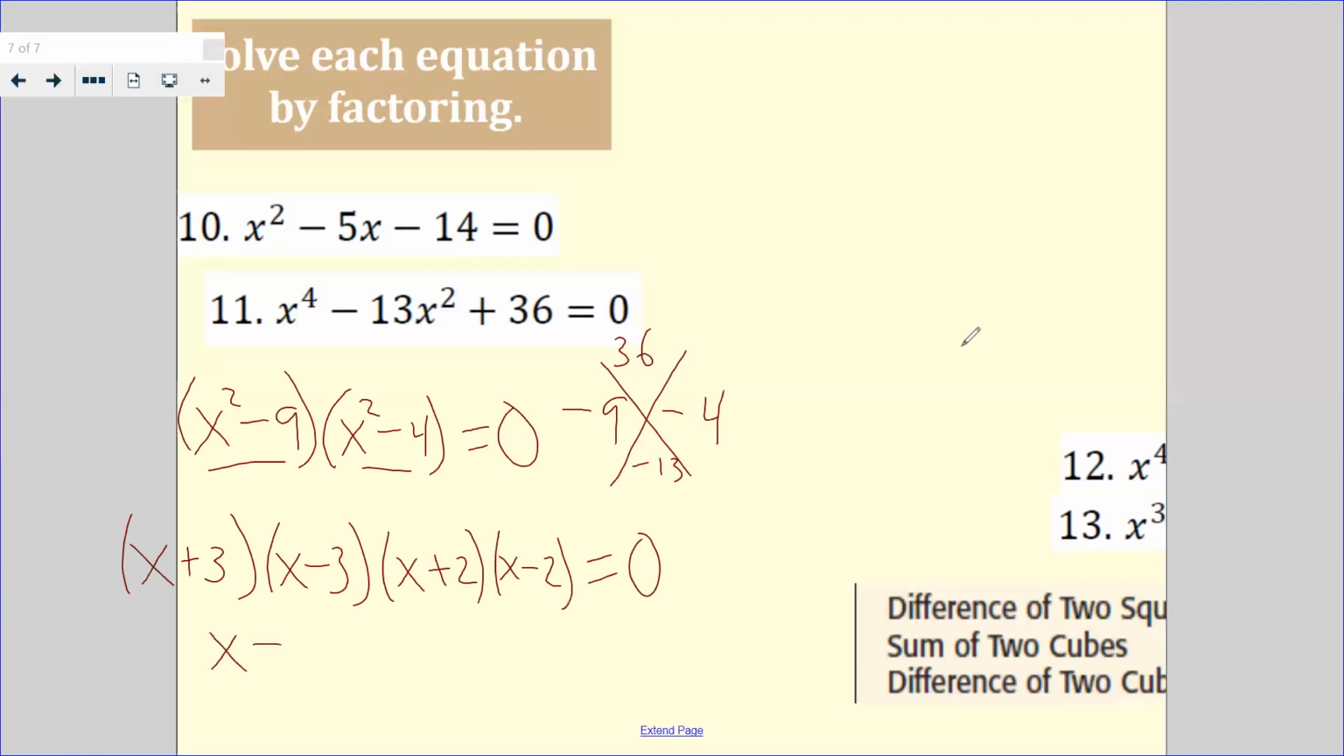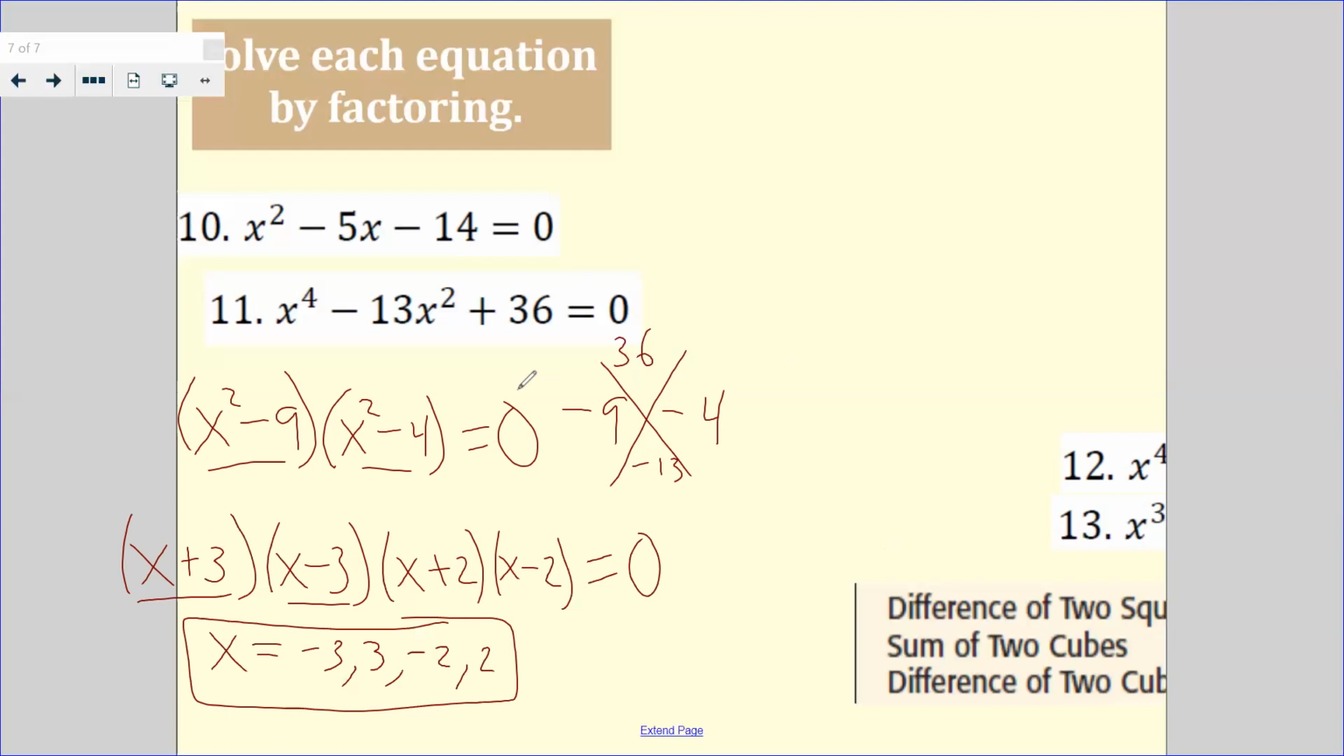Now I'm going to look, what makes this equal 0? Well, x would have to be negative 3. Negative 3 plus 3 is 0. What makes this parentheses 0 is positive 3. And then I can keep going down the line, negative 2 and 2. So this time I actually got 4 different solutions, okay, instead of just 2. All right, so there's another example.